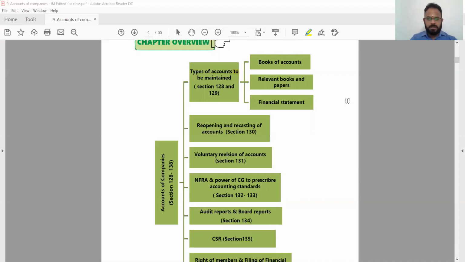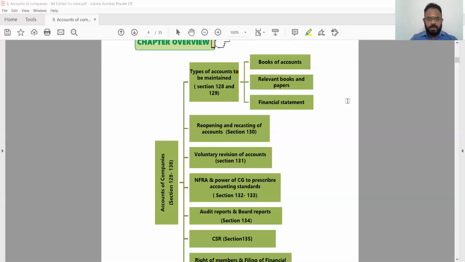NFRA is one of the most important things for the examination, because from accounting standards, from NACAS, the National Advisory Committee on Accounting Standards, now everything is in NFRA for both accounting standards and auditing standards. And section 133 is the power of the central government to prescribe your accounting standards. That gets connected. Now if you see, financial statements will get connected: section 129 will get connected with 132, 133, 134 and 137. So that connection will be there. Anyways, once you finish this chapter, you will know what that connection is all about.